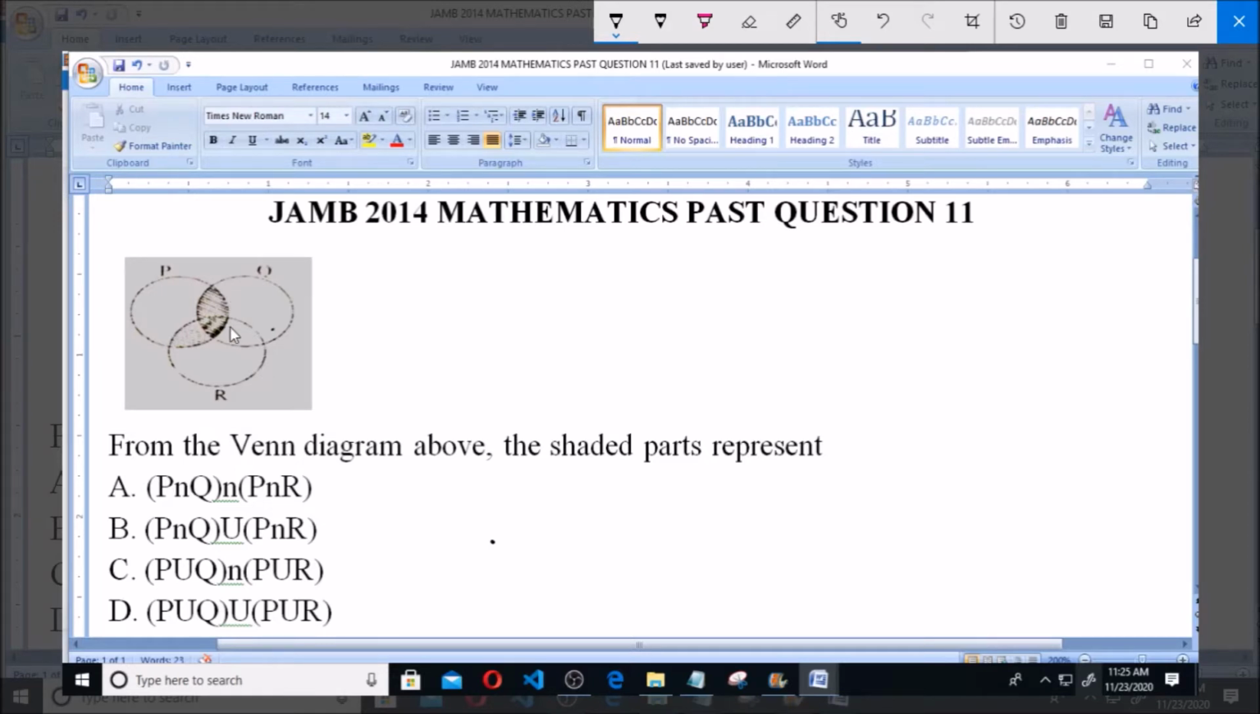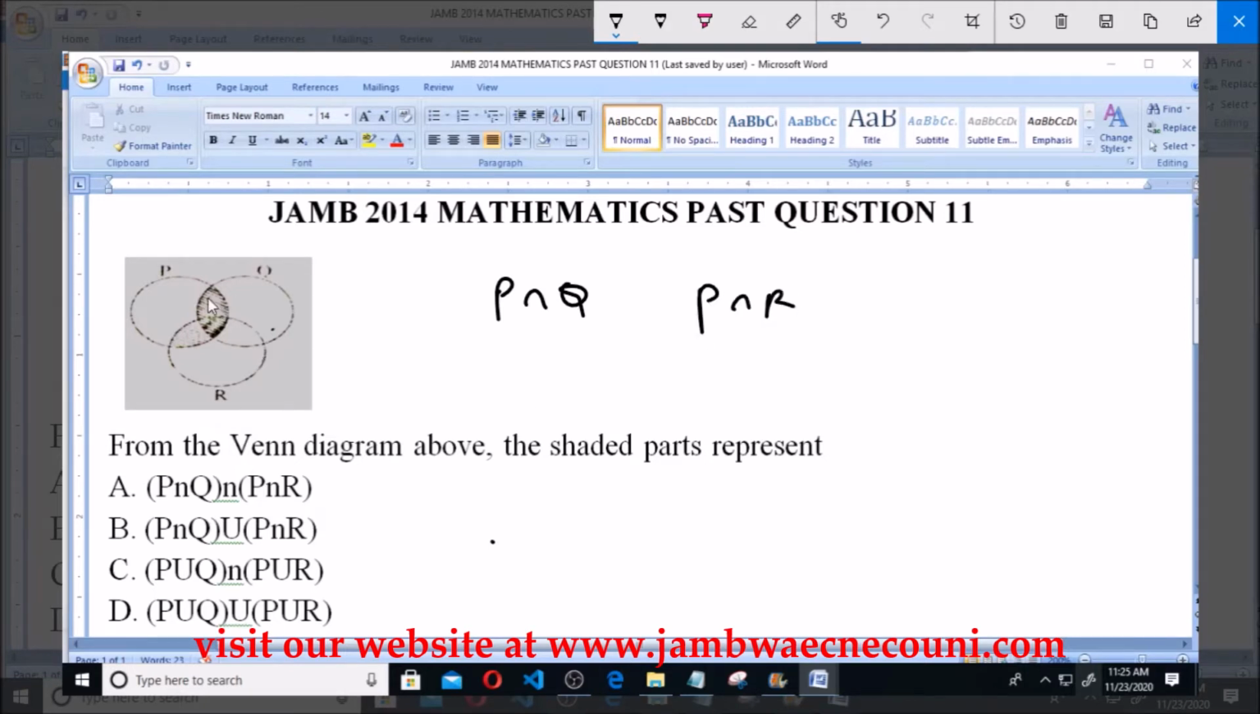Now if you look at it, you see that we have P intersect Q, and we also have P intersects R. This entire place here is P intersects Q, and this entire place is P intersects R. From here to here is P intersects R, and from here to here is P intersects Q.